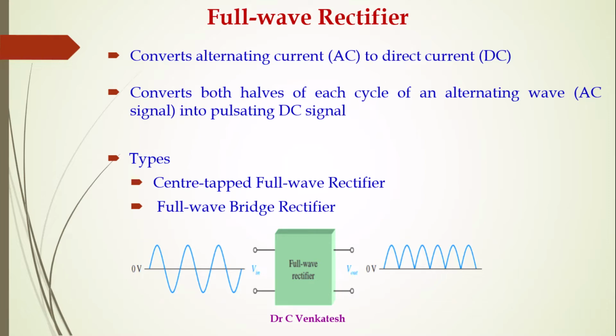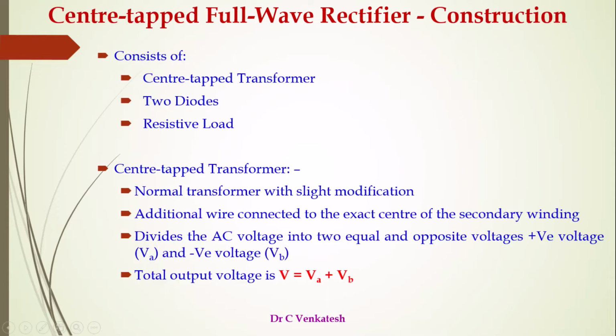Types of full wave rectifiers are the center tapped full wave rectifier and the full wave bridge rectifier. First, we are going to see the center tapped full wave rectifier construction. It consists of a center tap transformer, two diodes, and a resistive load.